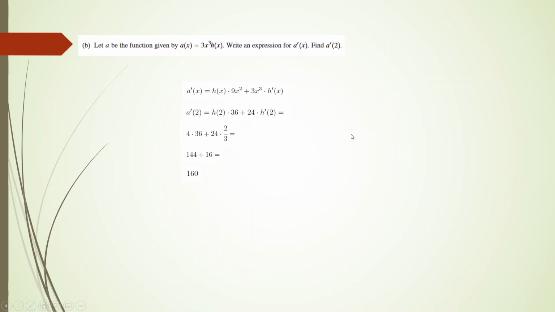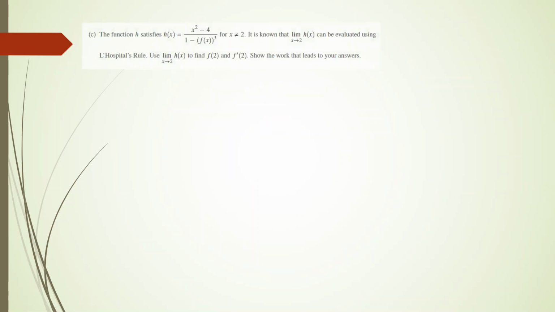All right, part C is where this gets more interesting. We have function h that satisfies this equation here, and it is known that the limit of h approaching 2 can be evaluated using L'Hopital's rule, and that tells us all kinds of things. Use the limit of h as x approaches 2 to find f of 2 and f prime of 2 and show the work that leads to your answers. Okay, so first things first.